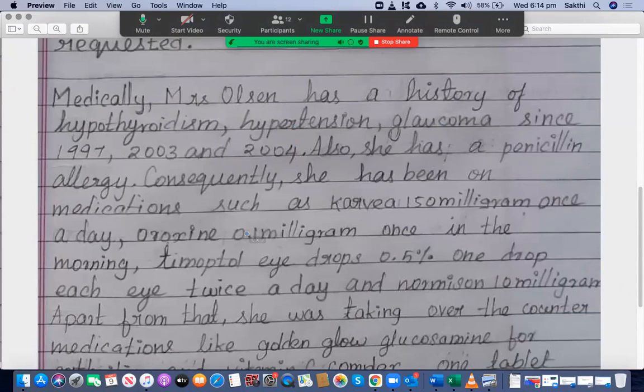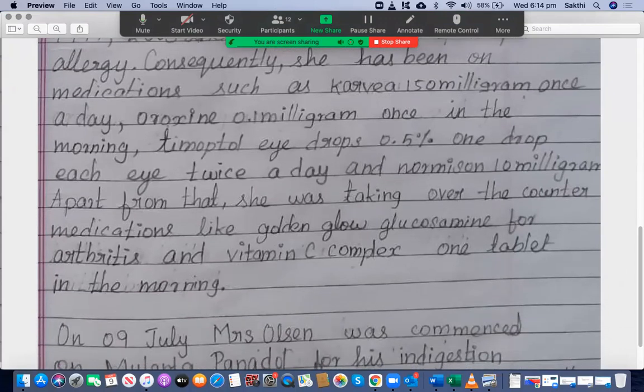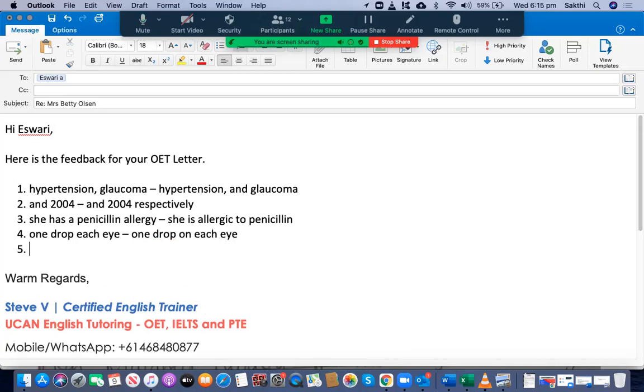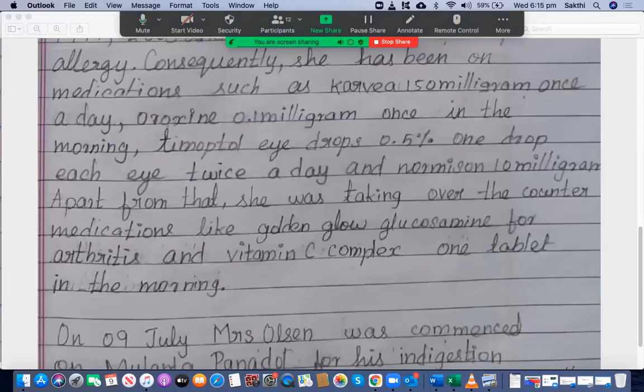Consequently, she has been on medications such as Carvia 150 milligram once a day, Oroxin 0.1 milligram once in the morning, Timoptal eye drops 0.5%, one drop each eye twice a day. "One drop each eye" needs to be replaced with "one drop on each eye." One drop on each eye twice a day, and Normicin 10 milligram.